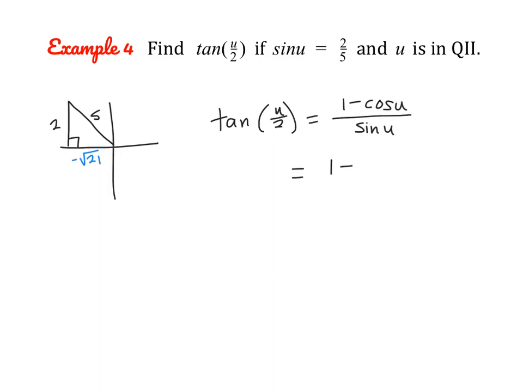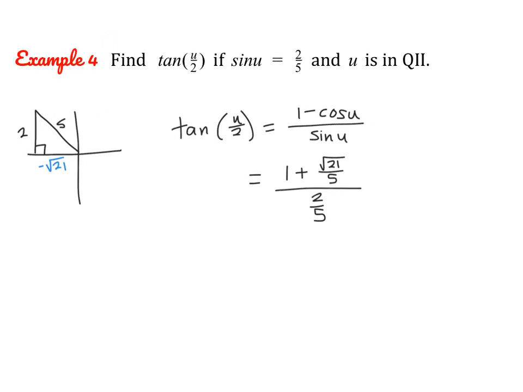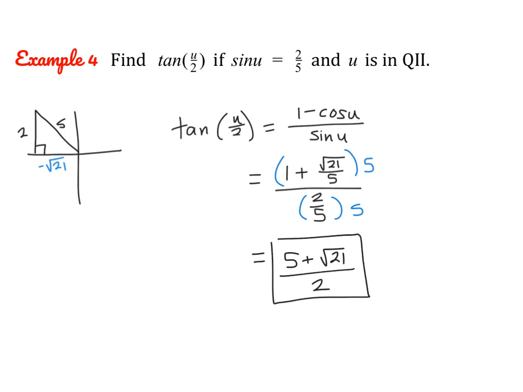For the cosine of the angle, we can see that it is going to be negative root 21 over 5. So this will become plus, and then we'll do root 21 over 5. And then the sine of the angle was given, or we can use our triangle again. It should be 2 over 5. I can simplify my complex rational expression by multiplying the numerator and denominator by 5, leaving me with (5 plus root 21) over 2. And this is our final answer.